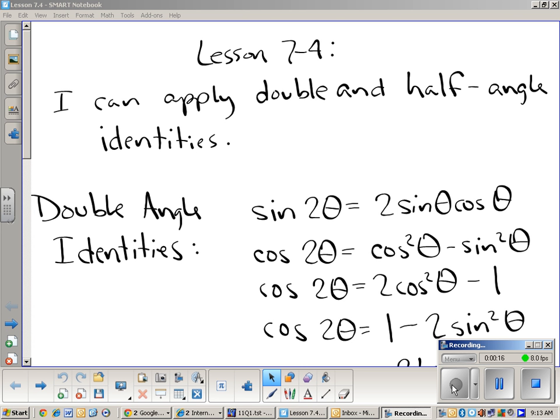Today, our goal is to apply double and half angle identities, double angle identities, and half angle identities. That's our goal. We do want to talk about them just very briefly.